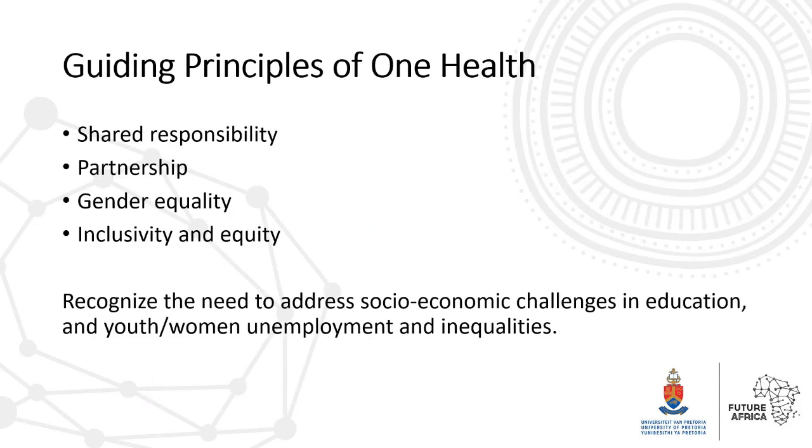And we need to be guided by principles of One Health, and these include shared responsibility and partnership between stakeholders, having gender equality where everyone feels that they can be involved in the process, and that environment of equality is created, and there's inclusivity as well, and equity. And this really helps us to recognize that outside of animal, human, and environmental health, there's also a need to address other socioeconomic challenges within the community, be it in education or youth and women unemployment and other inequalities.